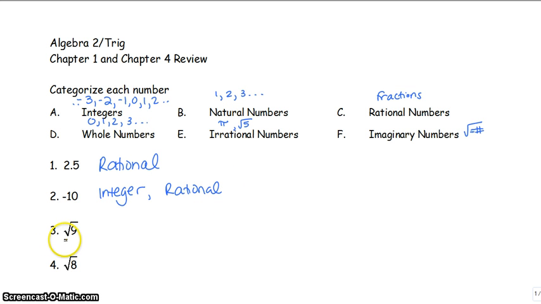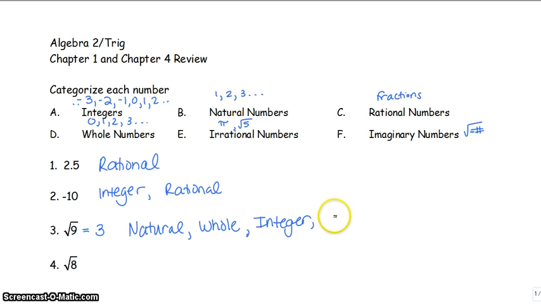Number 3, square root of 9. Don't automatically jump to the irrational category, because in this case, square root of 9 is equal to 3. So since that's a perfect square, even though there's a square root sign, it is going to be an integer. It is going to be natural because it's above 0. It's going to be whole. So we've got natural, whole, integer, and we can write it as a fraction by putting 3 over 1. So that's also going to be rational.